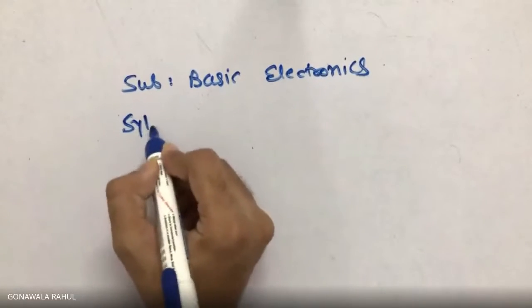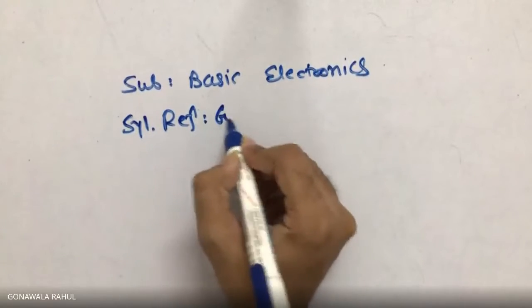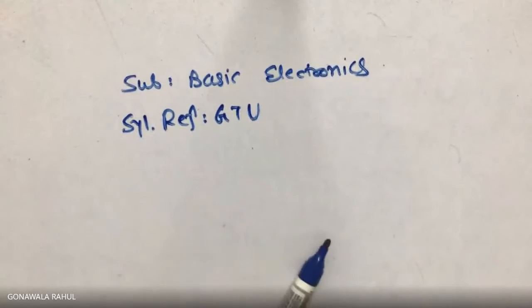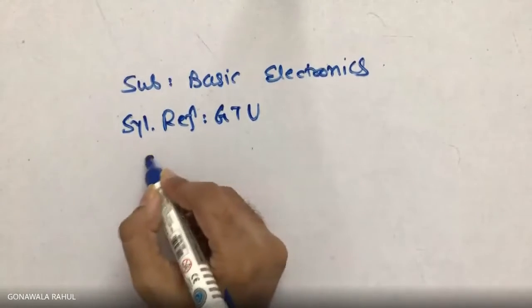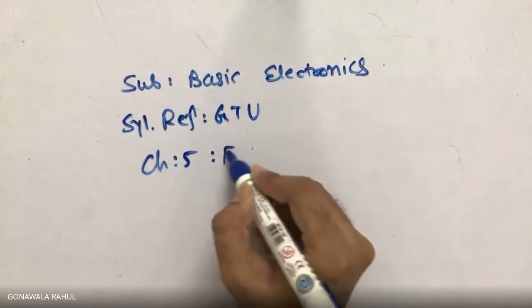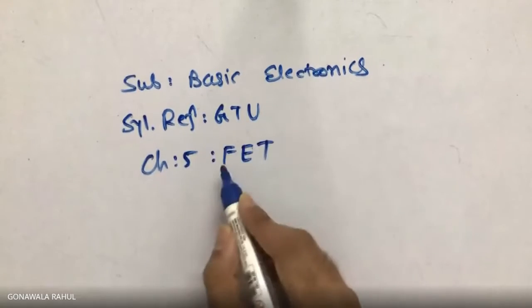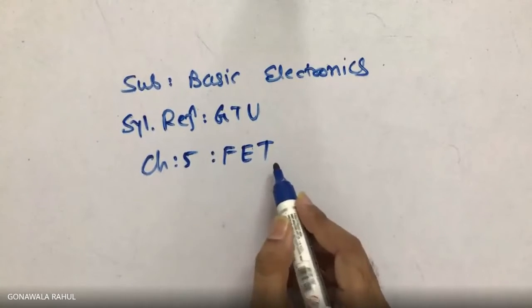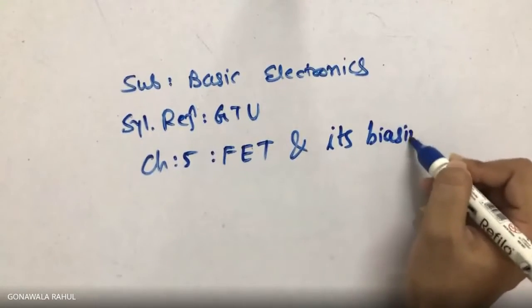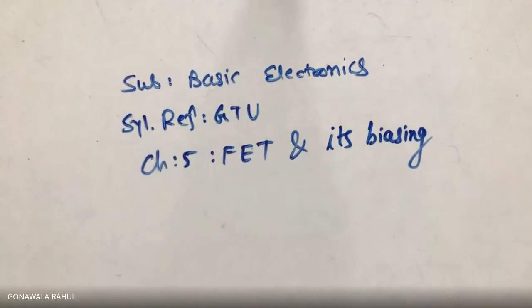Okay, syllabus reference, GTU. And in that, as per the syllabus, chapter number 5 we are going to start, that is field effect transistor. Field effect transistor and its biasing we are going to check.